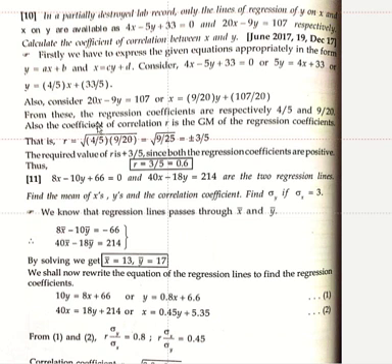From these, the regression coefficients are respectively. What are the regression coefficients? Here the coefficient of x is 4 by 5 and here the coefficient of y is 9 by 20 in the second equation. These two are the regression coefficients.